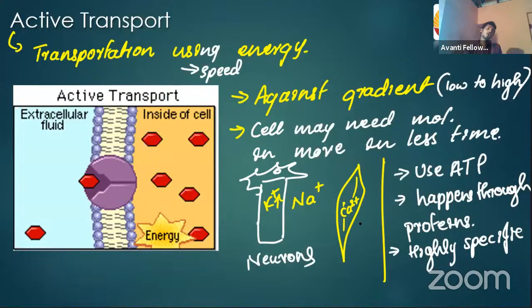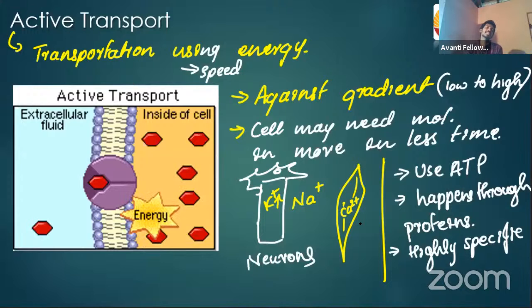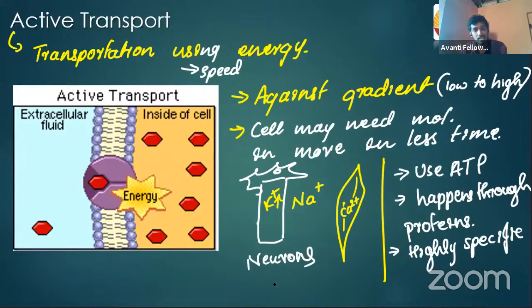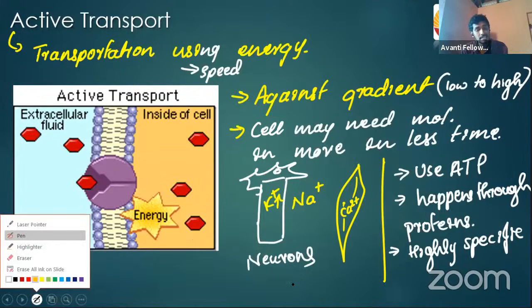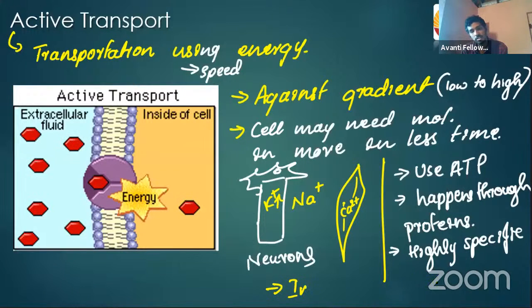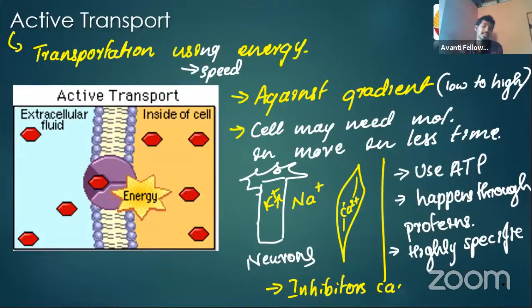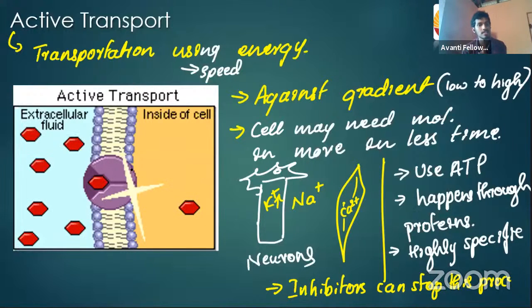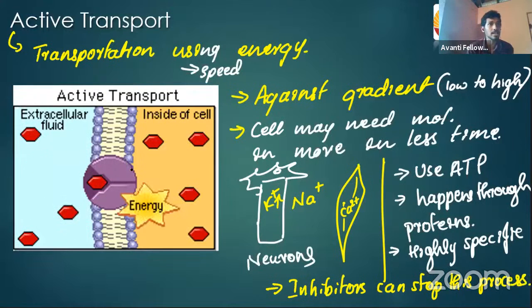What happens if there is any chemical that will stop this kind of transportation? Yes, there are some compounds called inhibitors. Inhibitors can stop this process. That means there are some toxins. The toxin binds to this protein molecule and stops the active transportation process. So that's why that particular organism may die, or the cell may die.